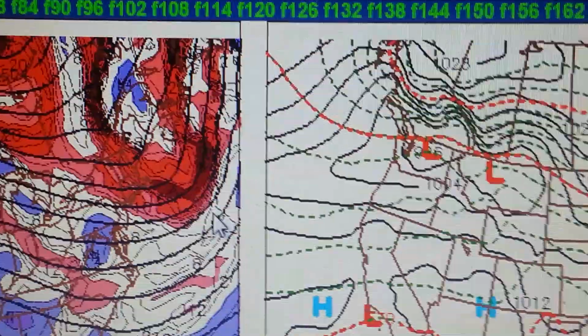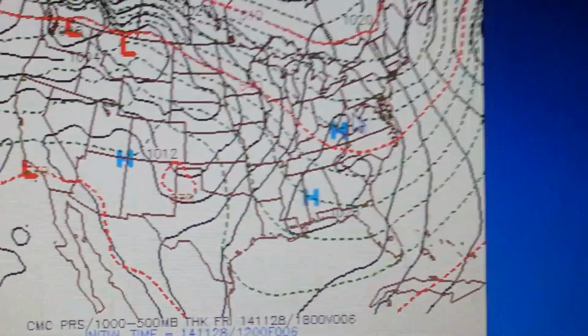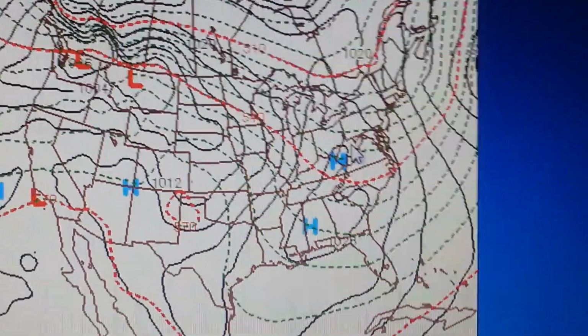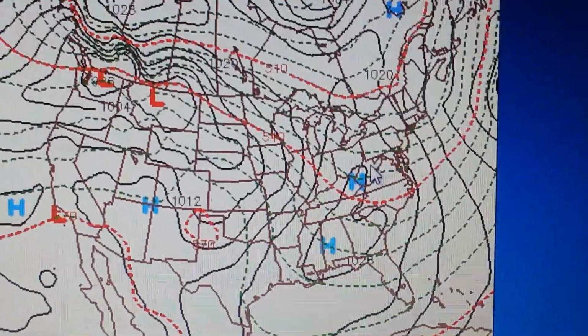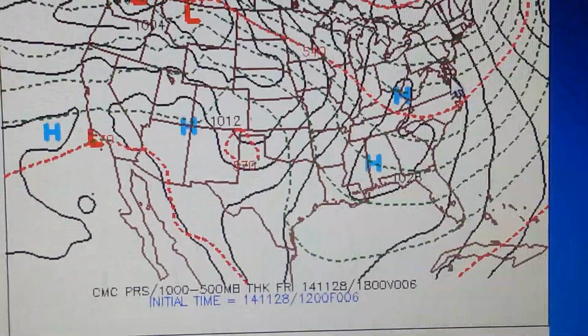And so that trough, whenever you have a trough come through, there's usually a shot of cold air behind that trough, so that's what this high pressure system represents. That's why it was very cold today, that's why it's cold tonight, and that's why it will still be pretty cold tomorrow. I'm forecasting highs in the mid-30s tomorrow.